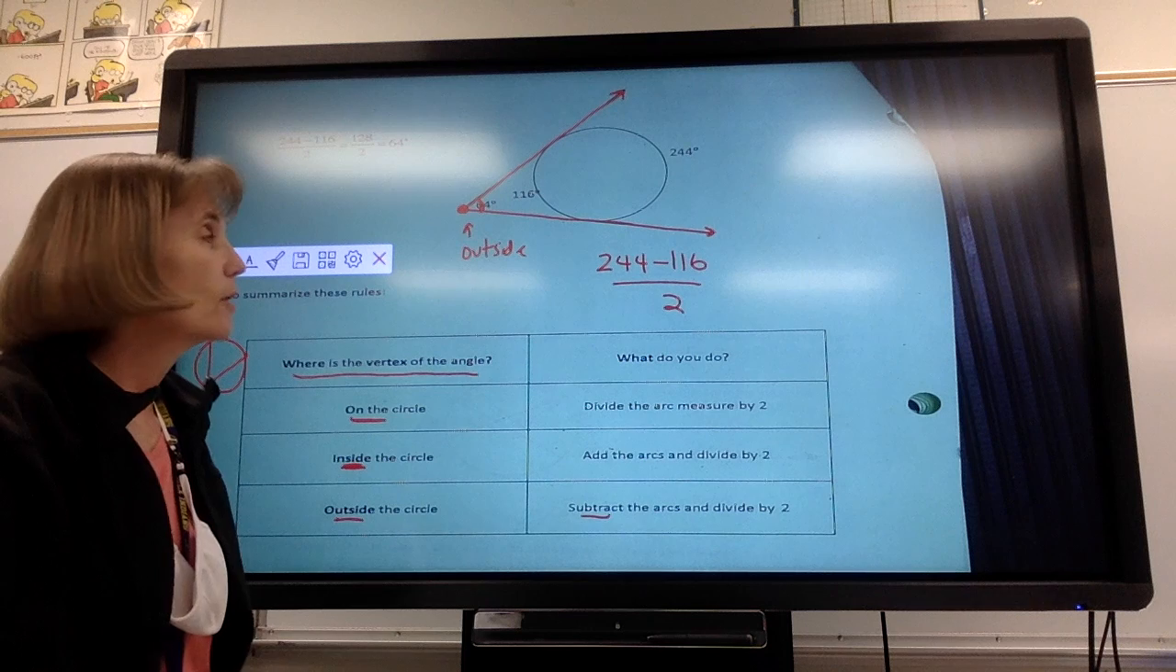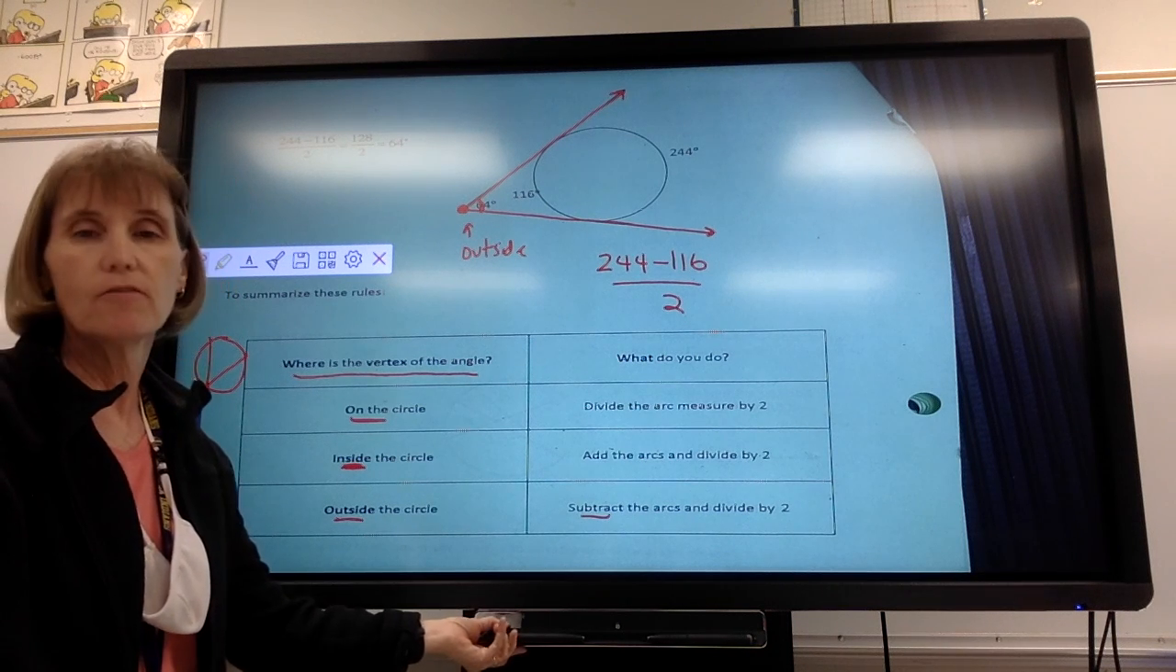Okay, so now you can go ahead and you can focus on that 10.5a worksheet.